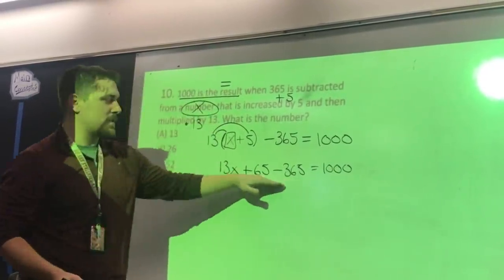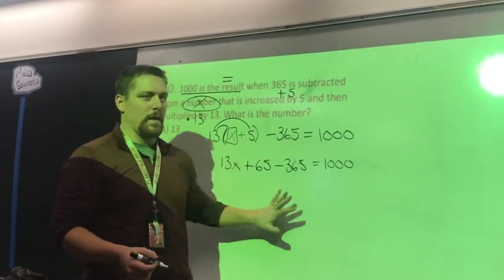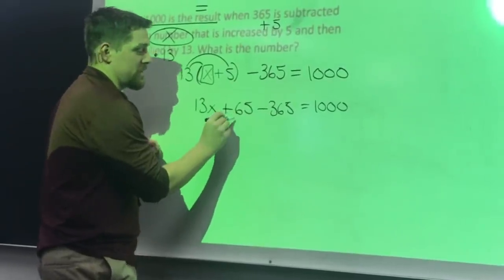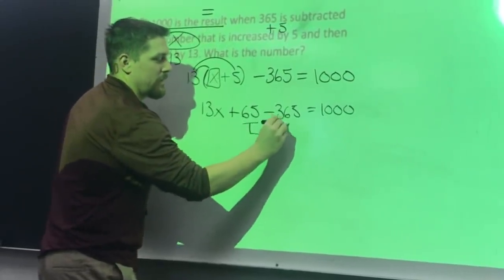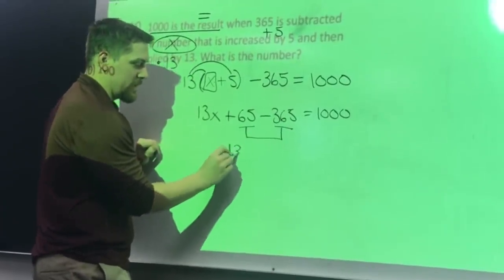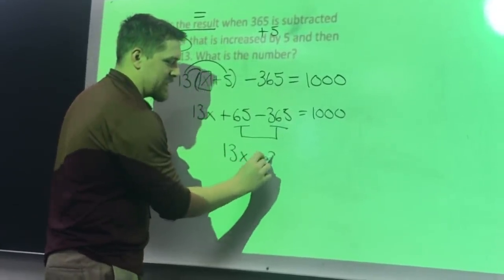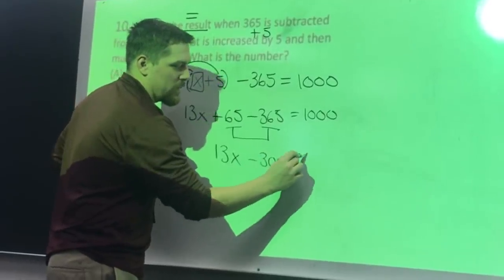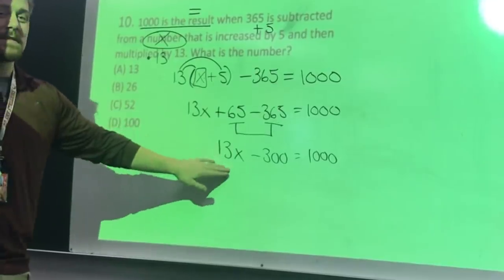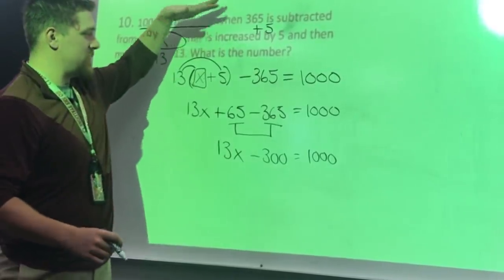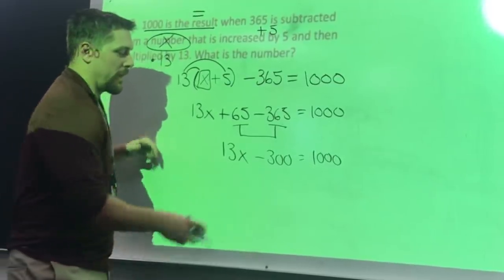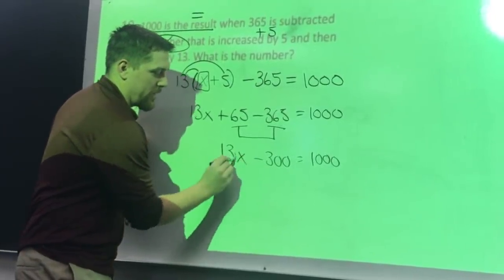Next, I combine like terms over here because it's easier to move one thing over than trying to move two things. So 65 combines with negative 365. This gives me 13x minus 300 equals 1,000. Next, I still have to solve for my x. All I did so far was simplify it so I had fewer numbers and combined like terms. I'm going to solve for x.